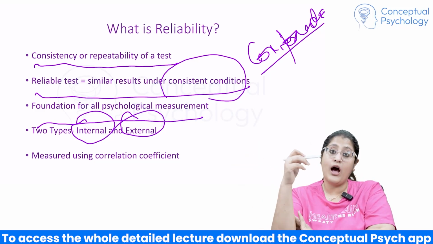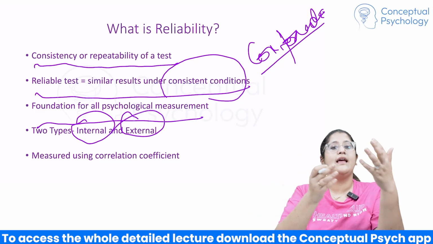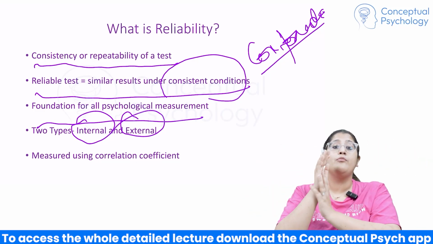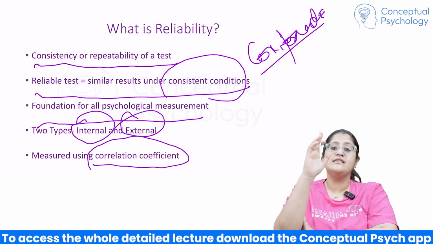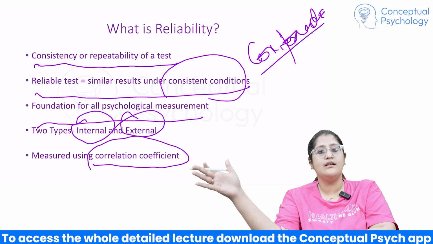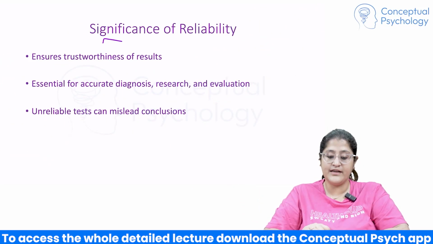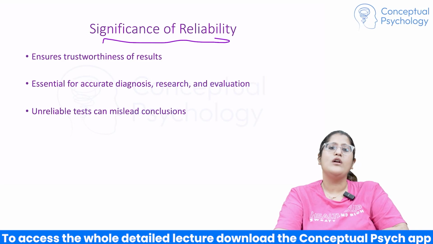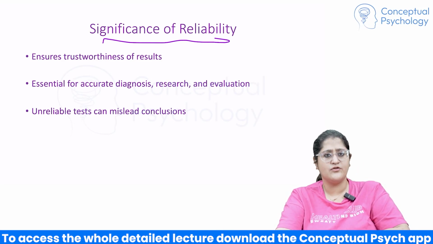Then, how is reliability measured? How would you know कि ये reliable है या नहीं है? You would know by calculating the correlation coefficient. These are all aspects that we will cover later on in this lecture. Okay. Now, significance of reliability. Why is reliability important? We've been talking about it since the starting of the lecture.